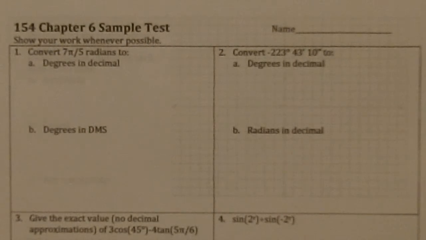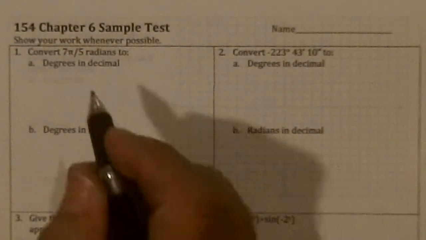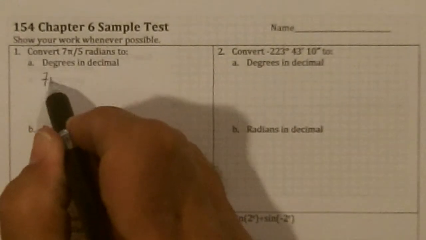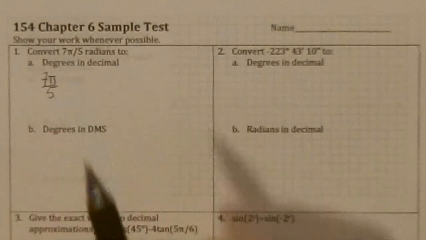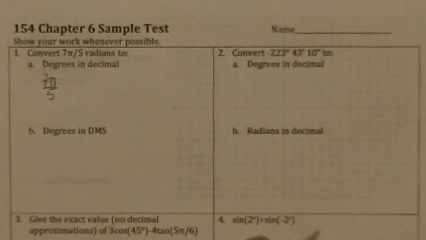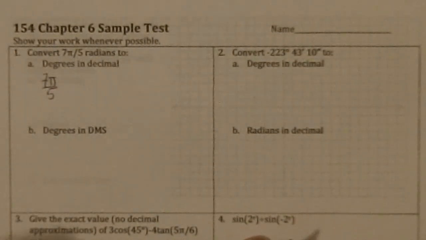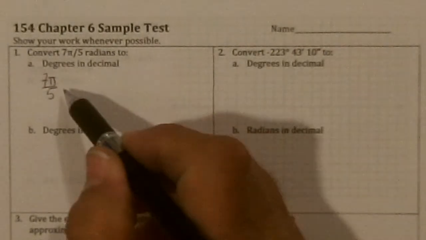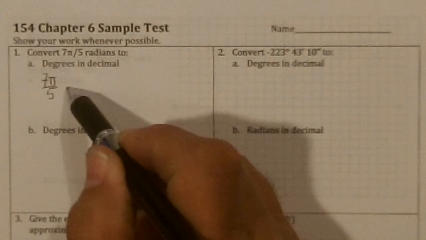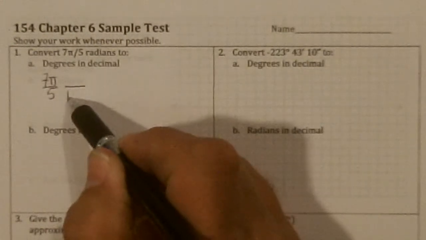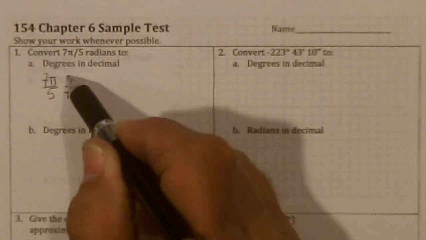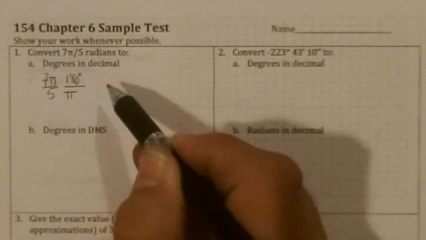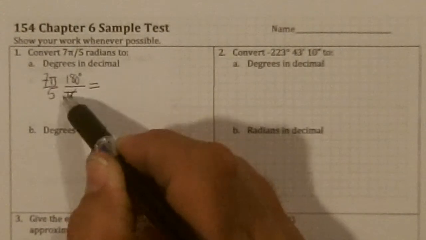Okay, so when we're converting, we're going to multiply by either 180 degrees is equal to pi radians, or pi radians is equal to 180 degrees. One or the other. And since we want the radians to cancel, we're going to put radians in the denominator. And pi radians is 180 degrees. So the pi's cancel.